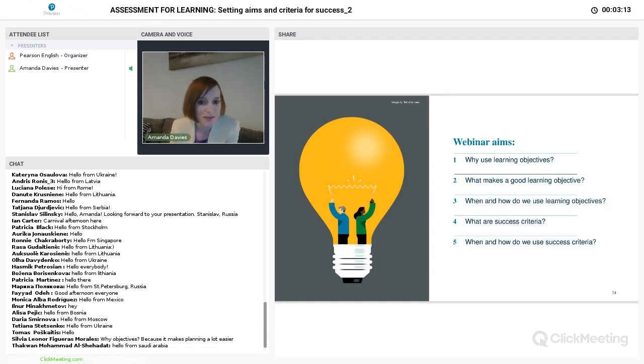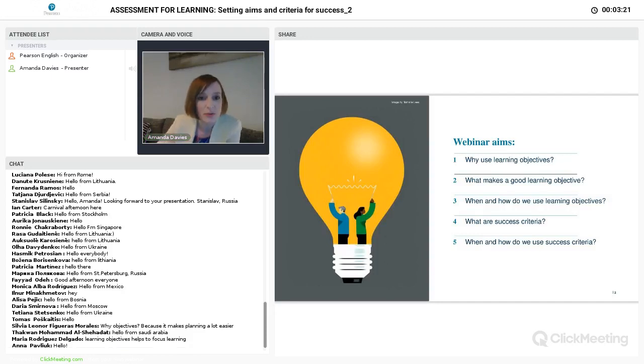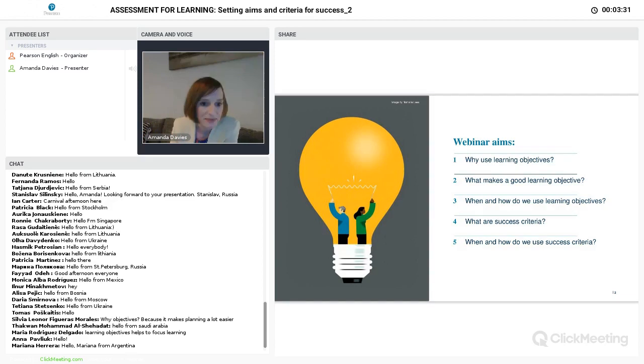Learning objectives, Sylvia says, makes planning a lot easier. That's true. It's connected to writing aims, really. And when we write lesson aims, then planning becomes much easier because we know what to throw out and what to focus on. Yes, and they certainly help to focus learning from the student's point of view. They're more able to focus on what's important.